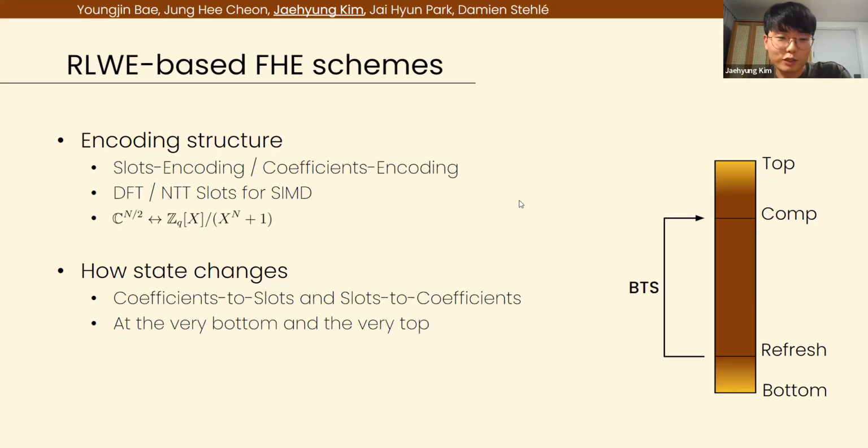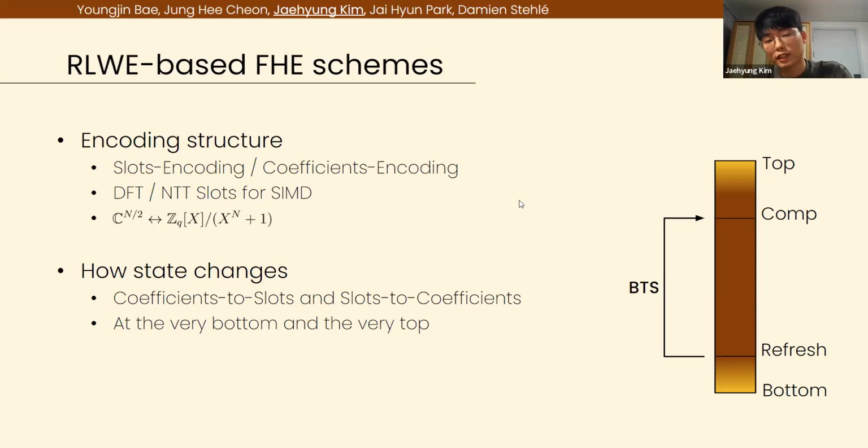Next, I want to talk about the encoding structure of ring LWE-based schemes. There are slots encoding and coefficients encoding of ring LWE-based scheme ciphertexts. Coefficients encoding is relatively simpler to describe: messages are simply encoded into the coefficients of the ring LWE ciphertext. And slots encoding is used to enable SIMD, I mean single instruction multiple data, computation on ciphertext. We often use DFT or NTT slots to do this, and messages are encoded in each slot.